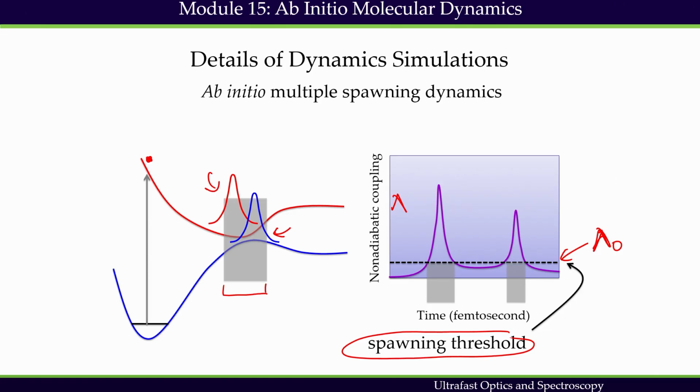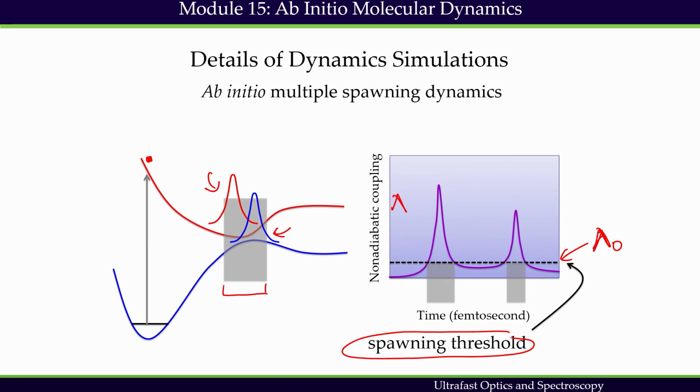The spawning algorithm works in the following way. First, the lambda naught parameter is defined to indicate entrance and exit coupling threshold values. Second, lambda ij effective is computed at each time step. When lambda ij effective exceeds lambda naught, this is labeled as T naught. The excited state trajectory basis function is propagated forward in time following Hamilton's equations of motion until lambda ij effective drops below lambda naught. This time is labeled as Tf. A predetermined number of basis functions is spawned within the crossing time Tf minus T naught.